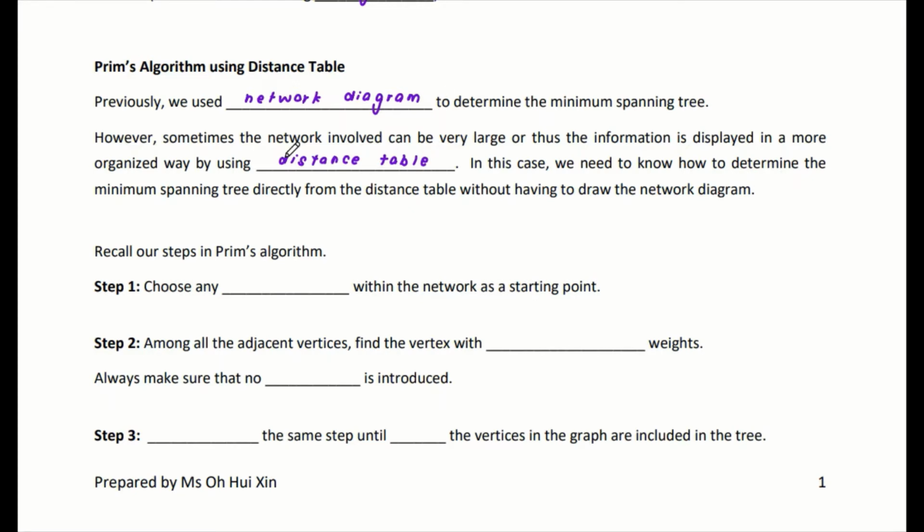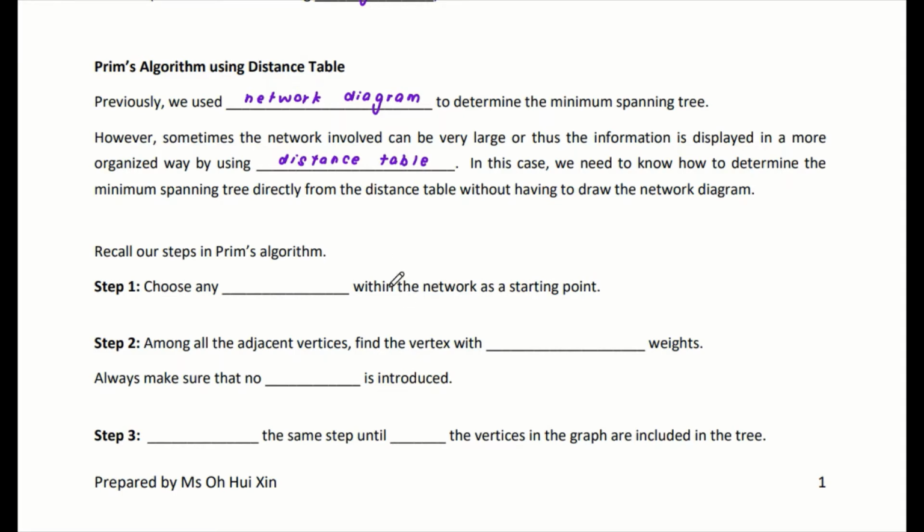And what a distance table is, if you can recall from the last exercise, you can look at your previous exercise, the last question. I believe that you remember there's a question that needed you to transfer the information from a table onto a graph. That table is basically the distance table that we are referring to. So it's not the first time that you have seen this distance table. It's very similar to an adjacency matrix, but we are just putting the information in a distance table. And for today's session, we are going to look at how we can straight away find the minimum spanning tree without drawing the network.